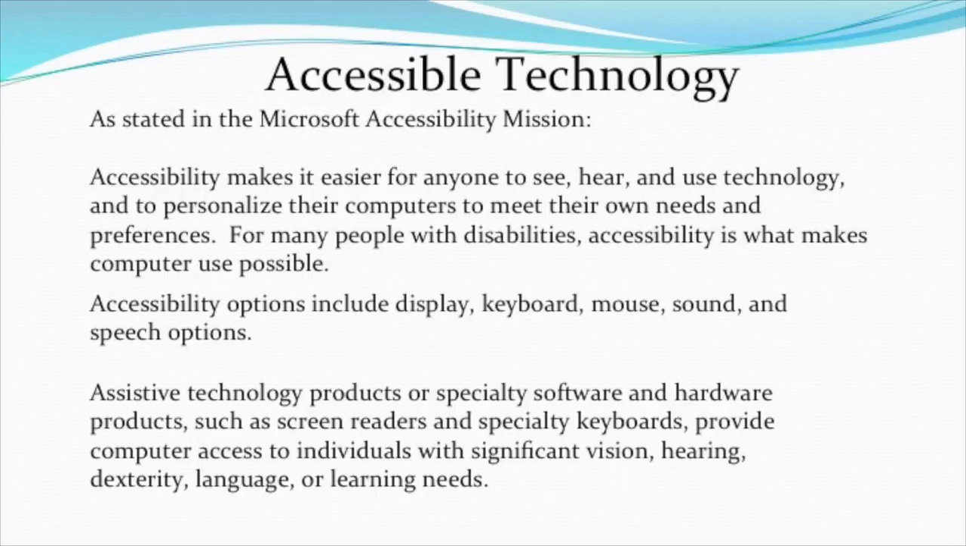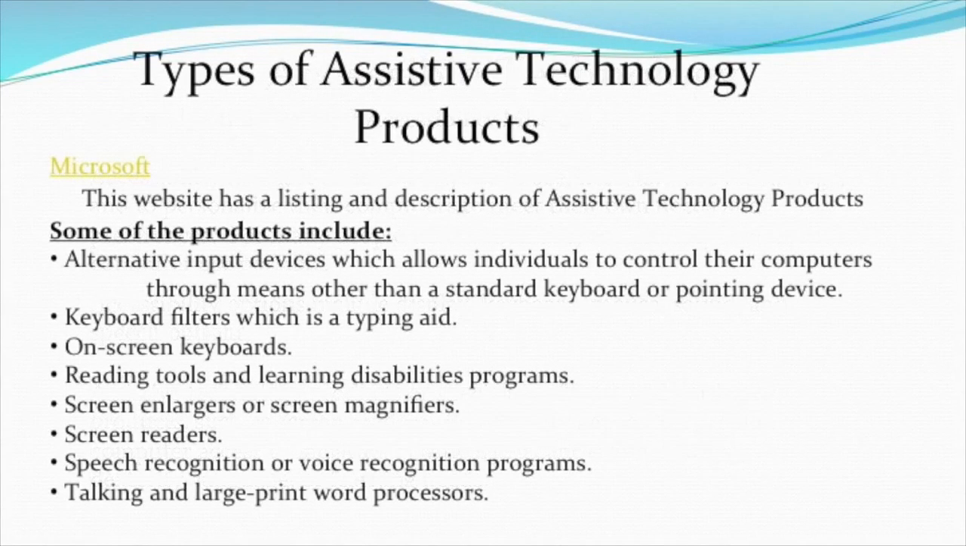Accessibility options include display, keyboard, mouse, sound, and speech options. Assistive technology products or specialty software and hardware products such as screen readers and specialty keyboards provide computer access to individuals with significant vision, hearing, dexterity, language, and learning needs. So let's look at the types of assistive technology products from Microsoft. This website has a listing and description of assistive technology products.